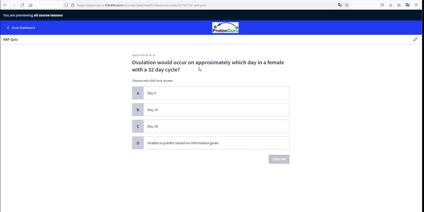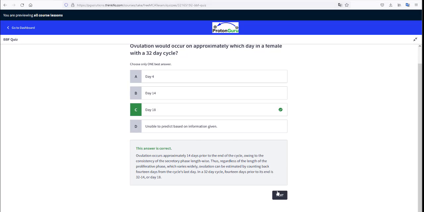Here's now another anatomy question. Ovulation would occur at approximately which day in a female with a 32-day cycle? And the information we need from studying reproductive system is that ovulation occurs approximately 14 days prior to the end of the cycle. So we just have to do 32 days, we're told how long the cycle is, minus the 14. That should be approximately day 18.